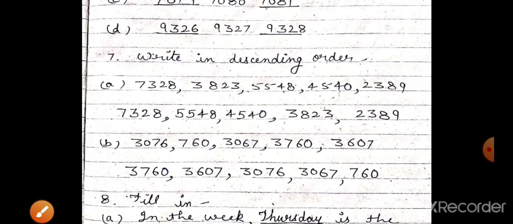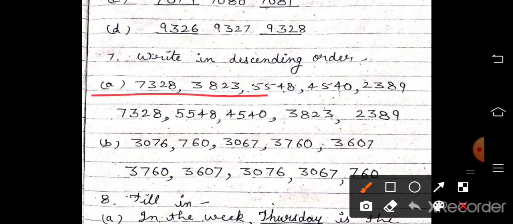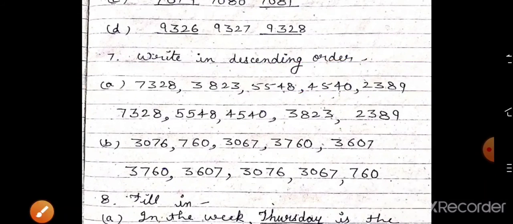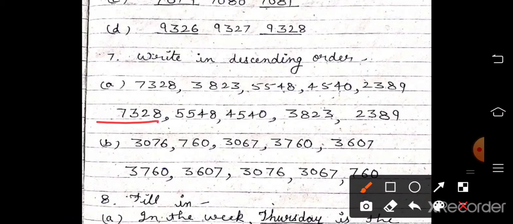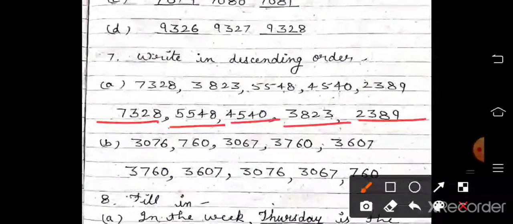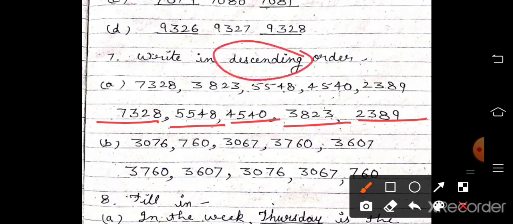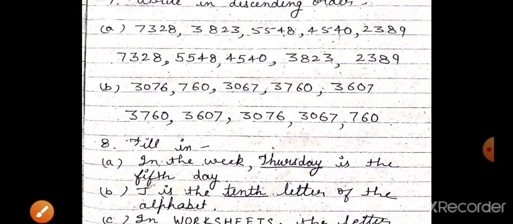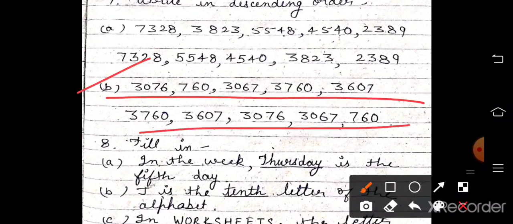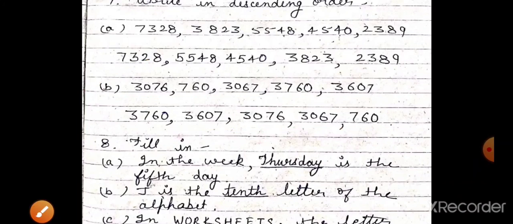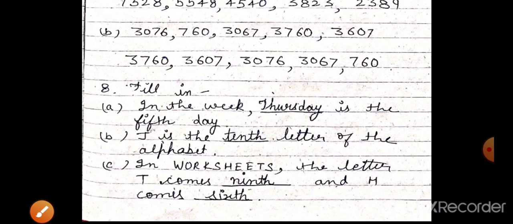Okay. Now write in descending order. So numbers are given here. So first write 7328, then 5548, 4540, 3823, and 2389. Descending order means largest to the smallest. Means we have to arrange from largest to smallest. Okay. So B part same. Arrange them from largest to the smallest.